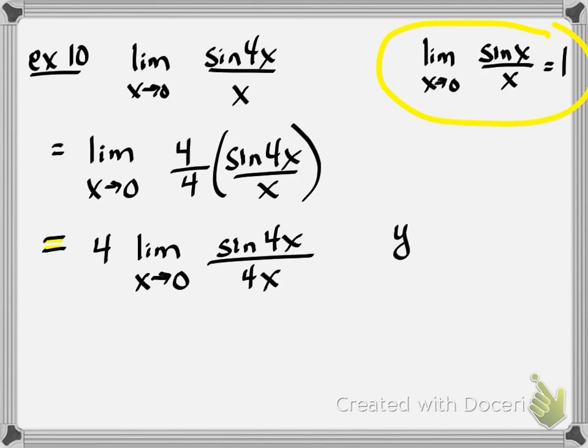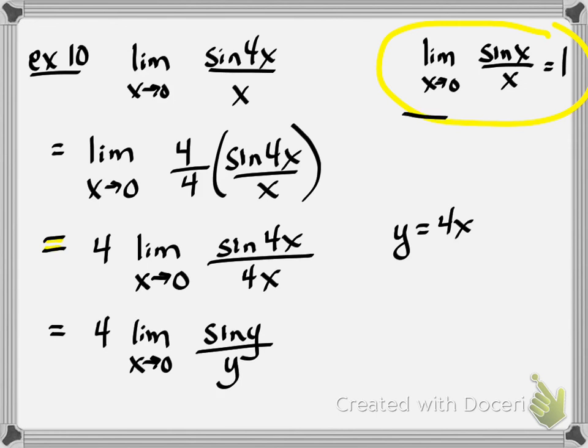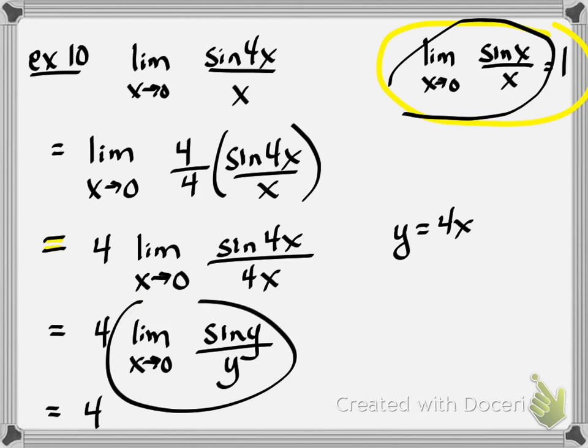And now if we let y equal 4x, then I can rewrite this as the sine of y over y. And now we can use this limit. So this is 4 times all of this, which is 1. So the value is 4. Kind of cool.